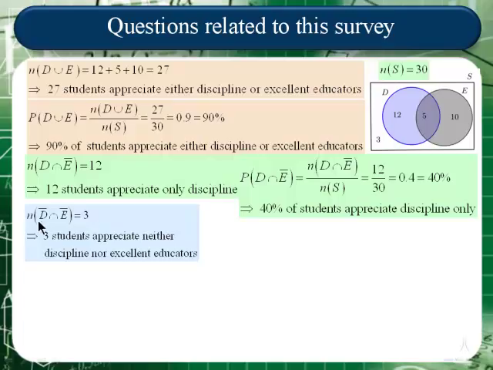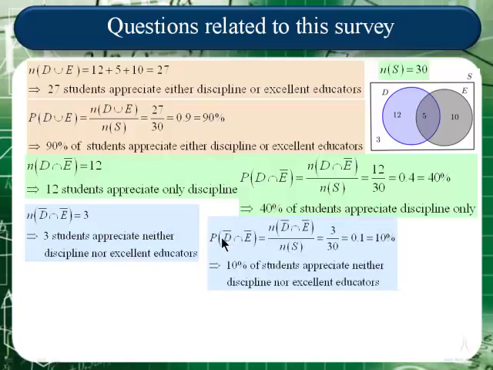If we look at the next question, which I referred to earlier, this is the students appreciating neither discipline nor excellent educators. In other words, we can write this as the complement of D union E, and we're referring to the 3 students here. So 3 students appreciate neither discipline nor excellent educators, or the probability that a student will appreciate neither discipline nor excellent educators is therefore 3 over 30, or 0.1, or 10%.